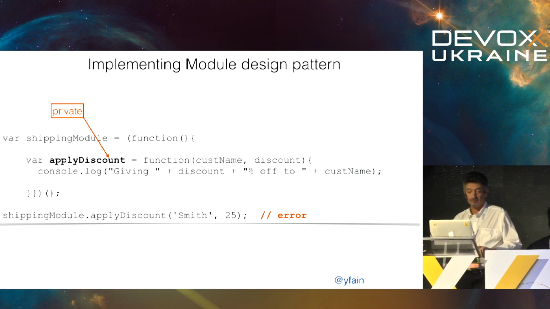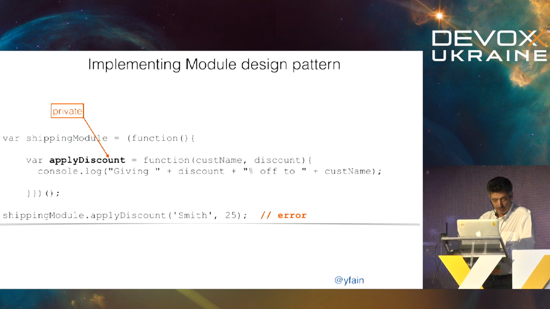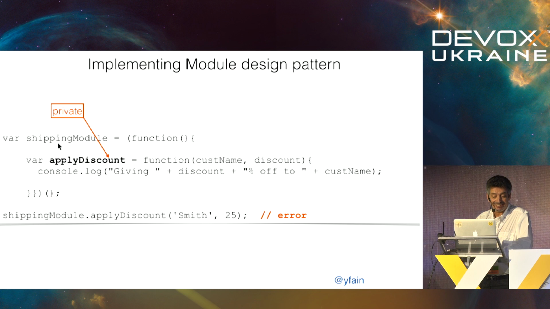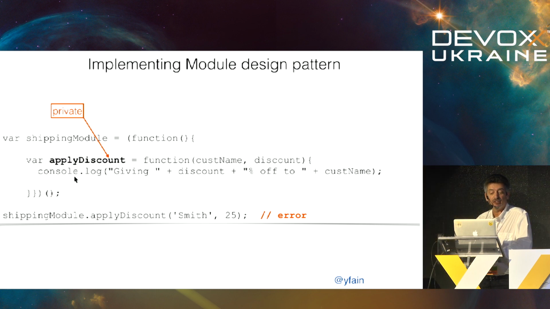For example, over here, we want to ship some product, right? So look at this. I have, again, IIFE assigned to the variable. And inside, I have another variable, applyDiscount, and it's a function as well. You give customer name, you give discount to apply, and I just print it. But since it's sitting inside the IIFE, it will not be visible outside. It's like a private variable in a Java object.